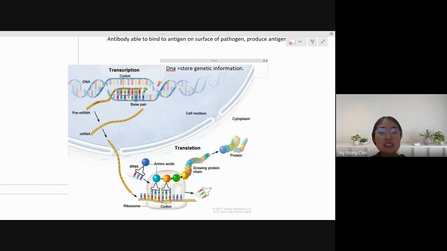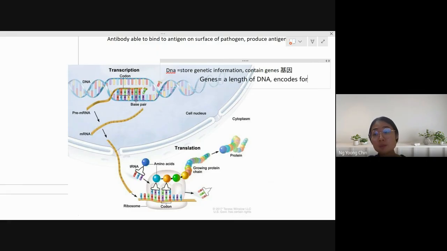Then inside the DNA, they do have a lot of genes, right? So they contain the gene. What is gene? Gene means 基因. So a gene is a length of DNA that helps to encode for proteins.